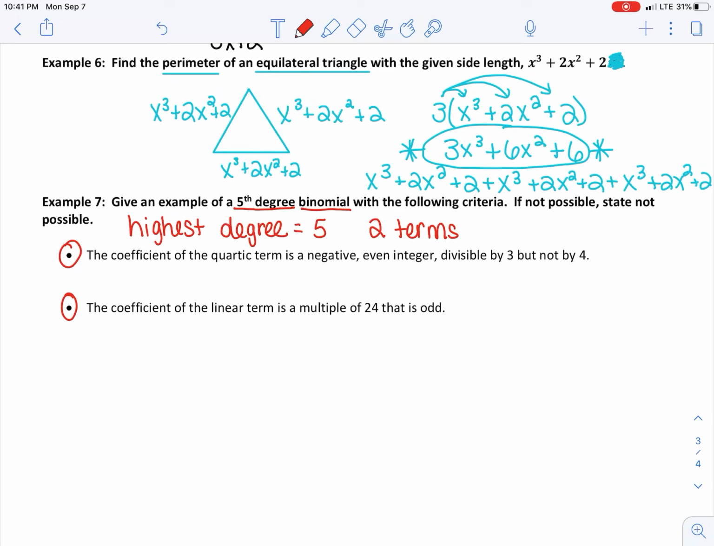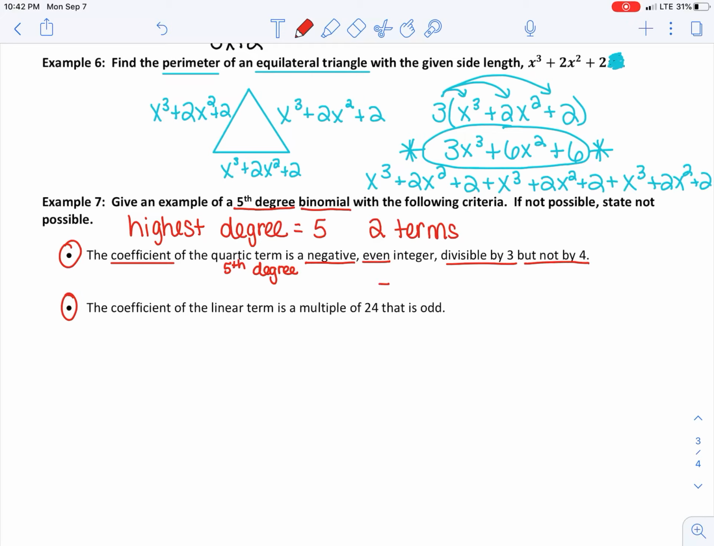So the coefficient, so the number in front of the variable, of the quartic term. Quartic means 5. That means 5th degree. It's just another word for it. So the coefficient of the 5th degree term is negative. It's also an even integer, so we have to have it negative, we have to have it even, and we also have to say that it's divisible by 3, but not by 4.